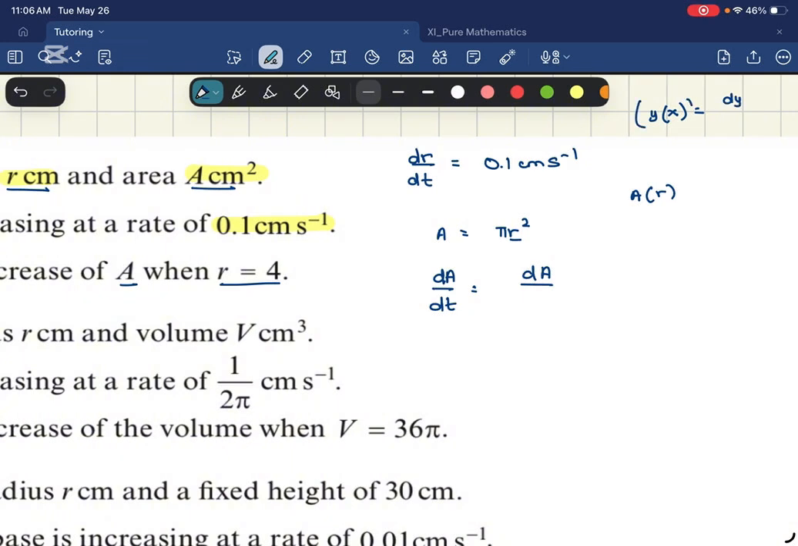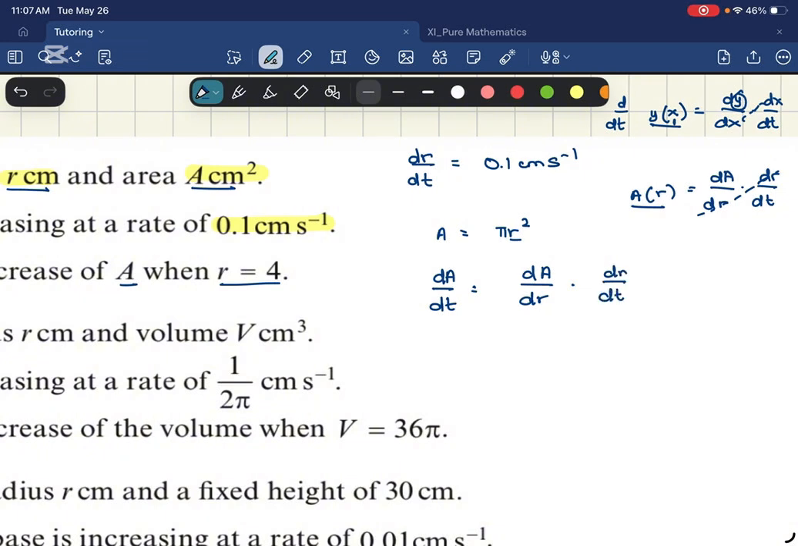When I wanted to differentiate this with respect to time, I did dy by dx times dx by dt, and these were canceling out, right? I had y in terms of x. Now I have A in terms of r. So it's going to be dA by dr, which is the variable here, times dr by dt. And remember, these have to cancel out again. So now I need to find dA by dr times dr by dt.